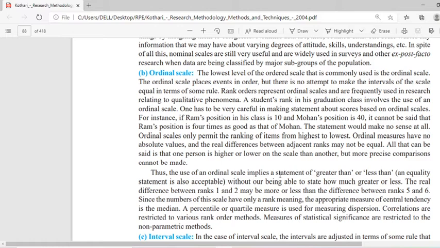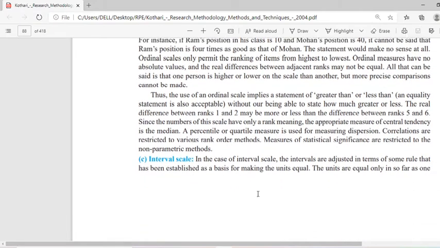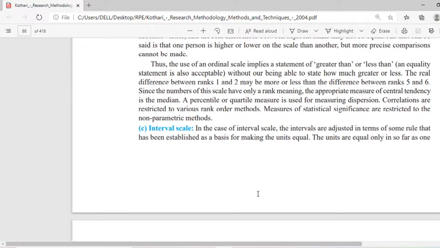Thus, an ordinal scale implies the statement of greater than or less than. Equality statement is not applicable. So we can rank, like first rank, second rank, etc. Another is interval scale.